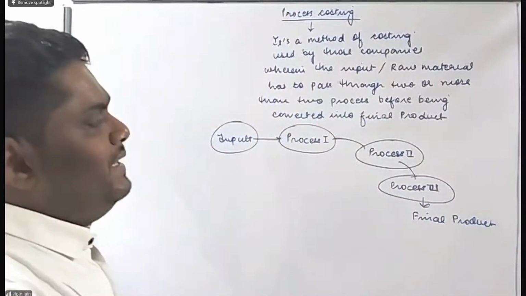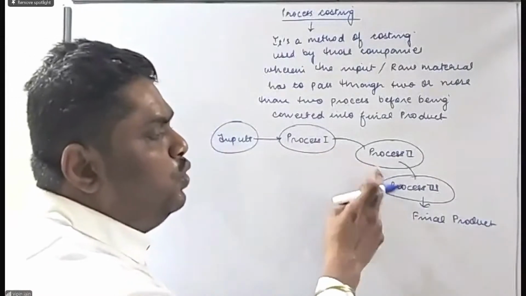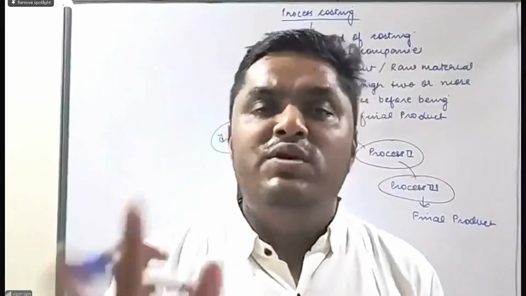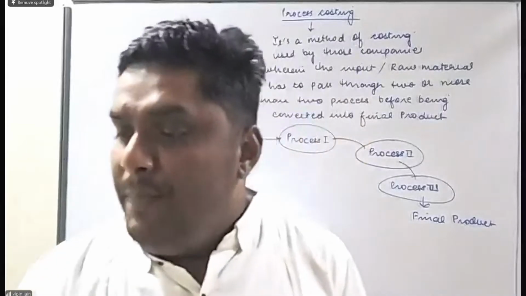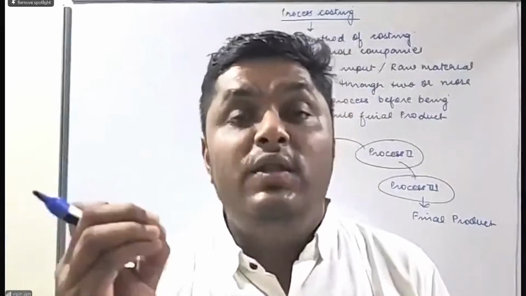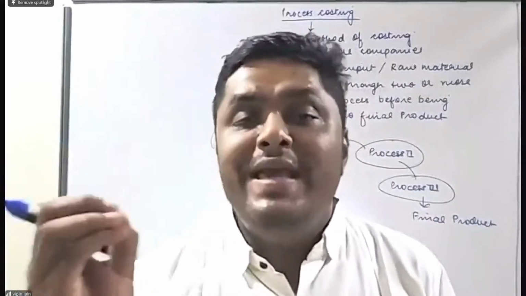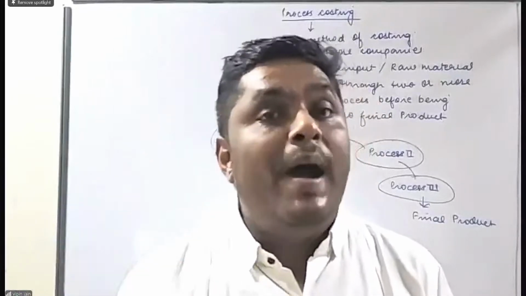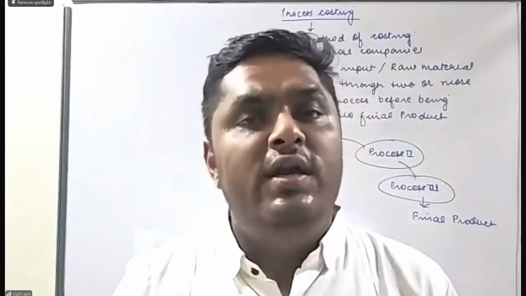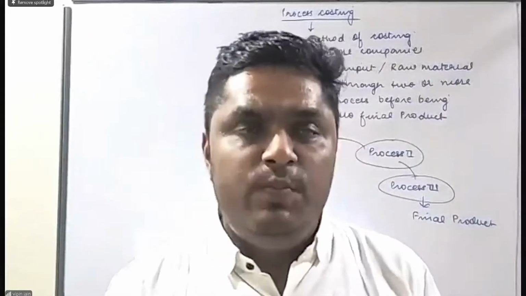So here we can see that before being converted into final product, the input has to pass through two or more than two processes. So here in this case, we'll be using process costing. So I repeat again, process costing is a method of costing used by those companies or manufacturing concern wherein the input, or we can say the raw material, has to pass through two or more than two processes before being converted into final product. If you guys have any doubts or queries, please post further.